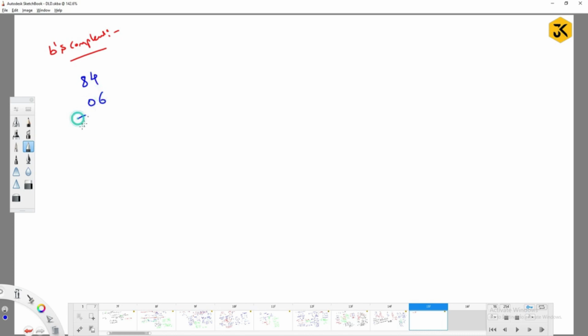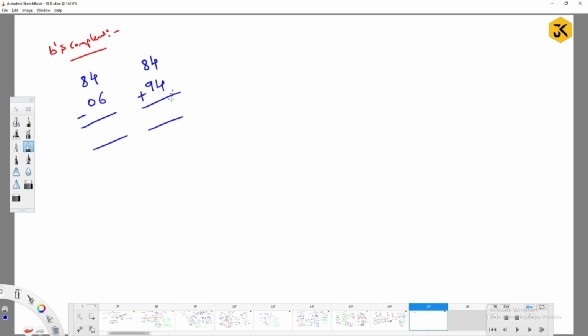84 minus 06. Earlier you had written it in the form of 9's complement. Now we need to write it in the form of 10's complement. For that, what do you have to do? 9's complement plus 1. That is 93 plus 1, which is 94. Now we can perform the addition.